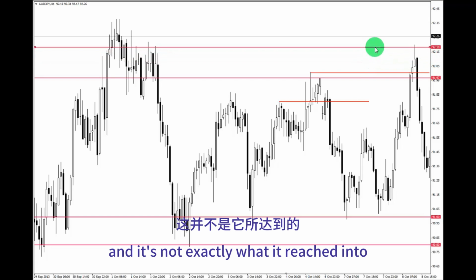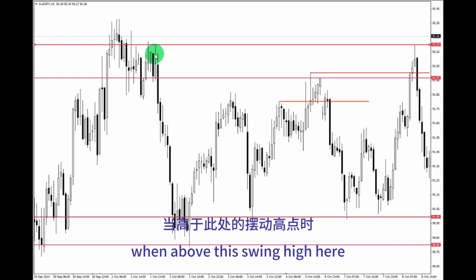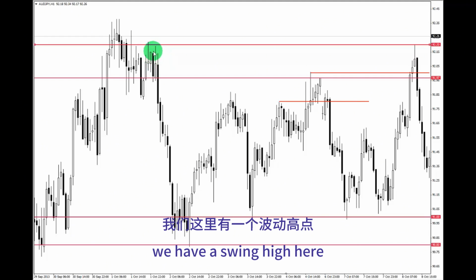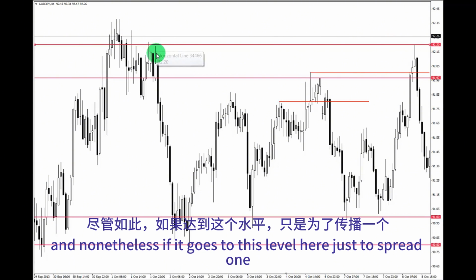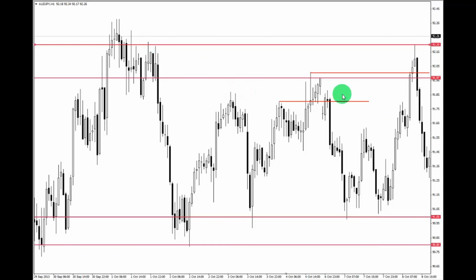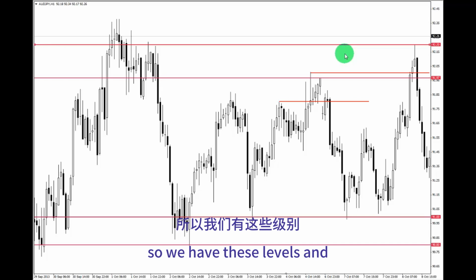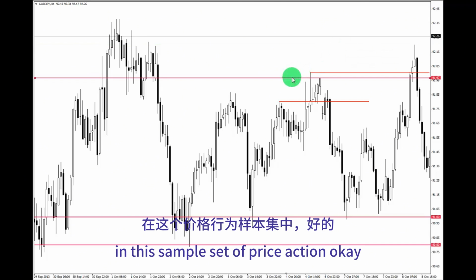And let's note exactly what it reached into. It went above this swing high here. Even though we have the high here, we have a swing high here. So above the swing highs is where the liquidity is going to rest. And nonetheless, if it goes to this level here, just the spread alone would probably tag out the orders that would be pending here. So we have these levels in this sample set of price action.